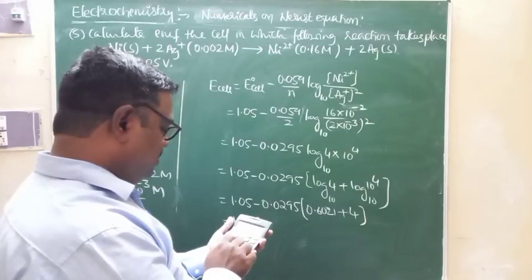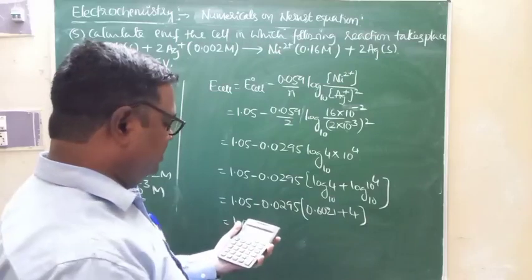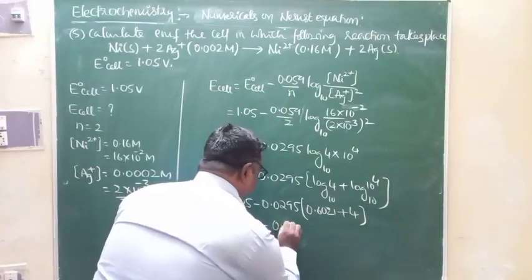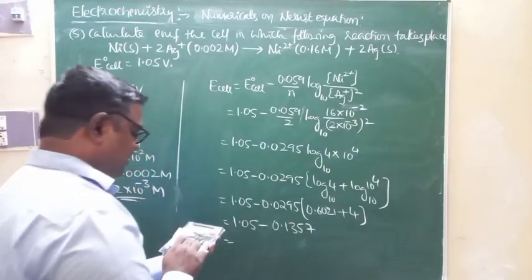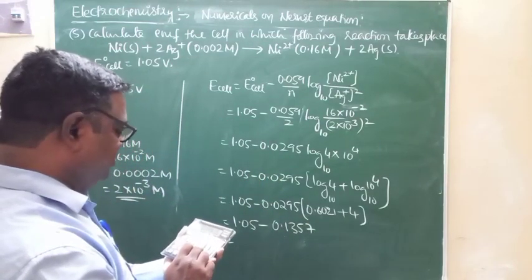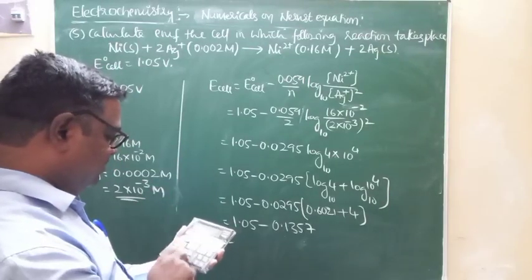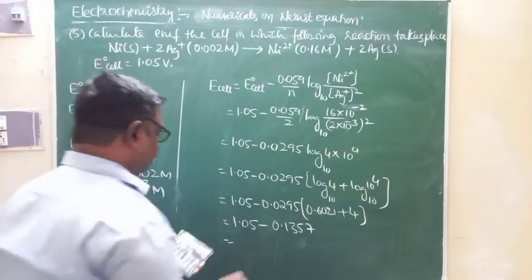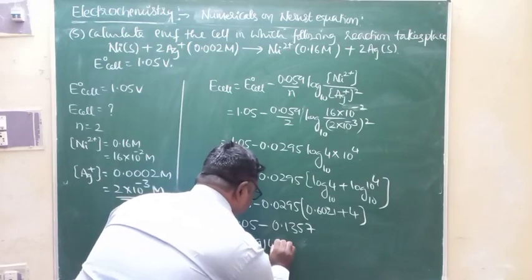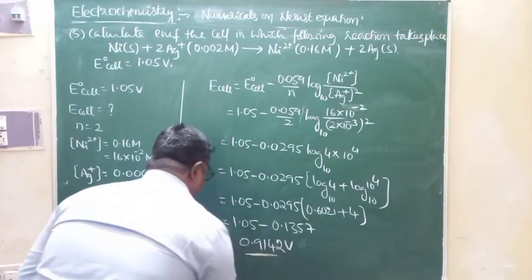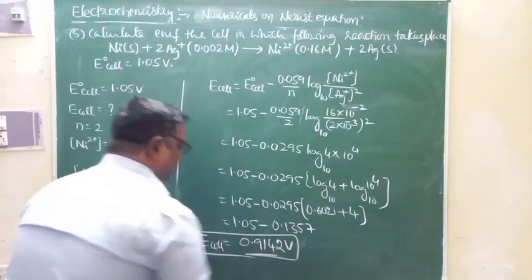Multiplying 0.0295 into 4.6021, it is 0.1357. Subtract: 1.05 minus 0.1357 comes out to be 0.9142. This is what we call the cell potential, E of cell. Yes, this is what we call the cell potential, E of cell.